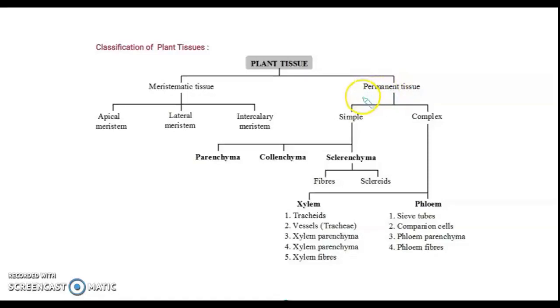So, the word permanent itself suggests that it is final. No changes can be done in this. So, the permanent tissue are further classified into simple permanent tissue and complex permanent tissue, where simple permanent tissue are further classified into parenchyma, collenchyma and sclerenchyma, and the complex permanent tissue are further classified into xylem and phloem. Today, we are just focusing on simple permanent tissue and its classification.